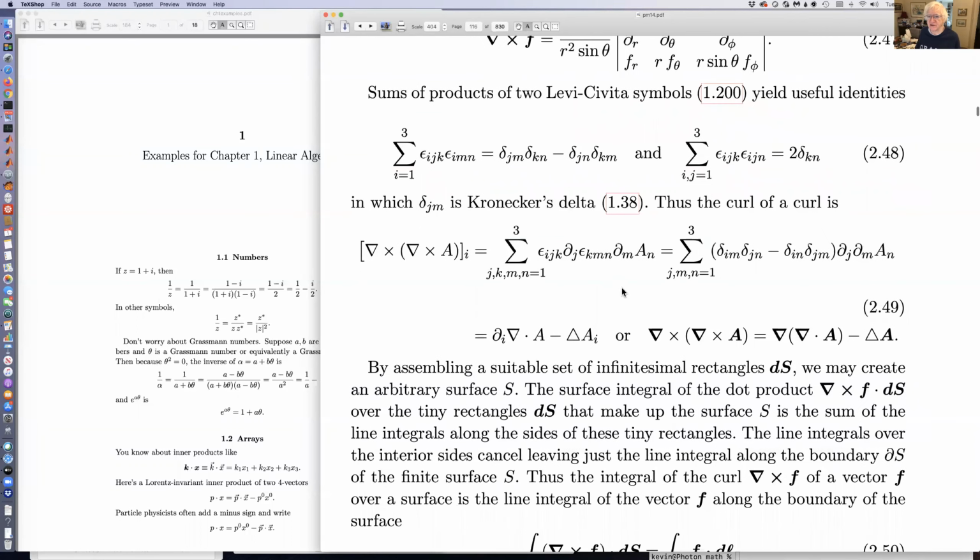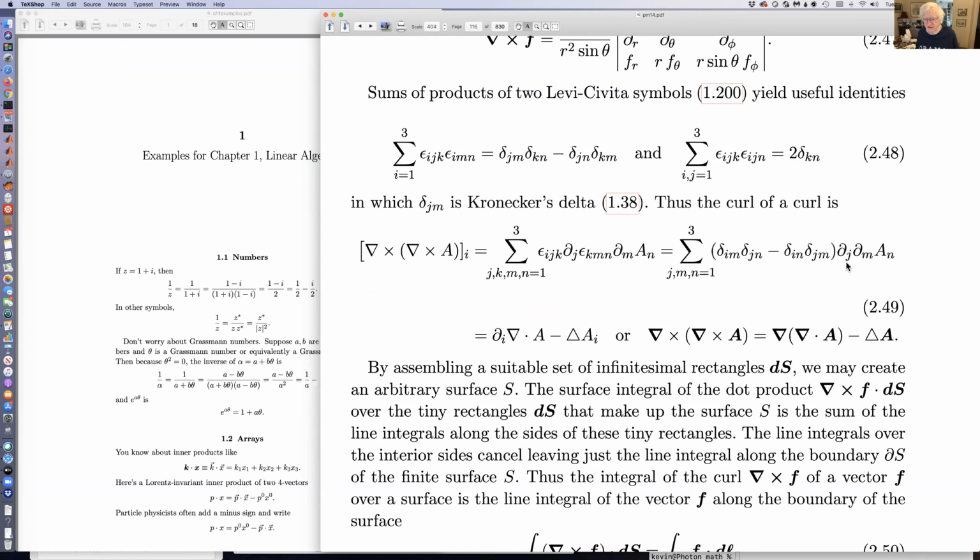So these identities make it easier to compute the curl of a curl. Because what you can do is you say, well, the ith component of the curl of the curl of A is epsilon ijk, partial with respect to j, of the kth component of the curl. But the kth component of the curl is epsilon kmn, the mth partial on the nth component. And then you use this rule here to replace it by two Kronecker deltas, and that pops out and gives you this. The first term being that m is i, but j is n.